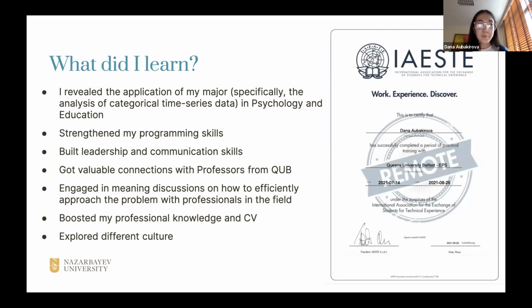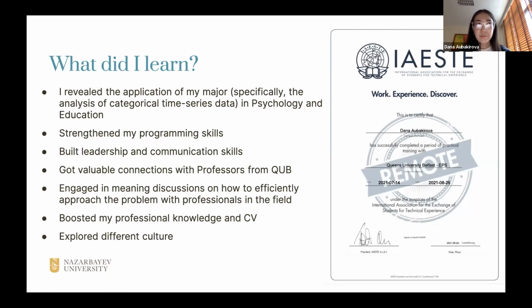And also, I made valuable connections with professors from Queen's University Belfast, because even though our contract has finished, they still proposed that I work on this project, just voluntarily. I'm still in touch with them. We're meeting once every couple of weeks.